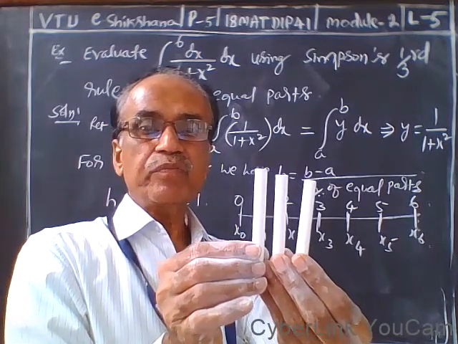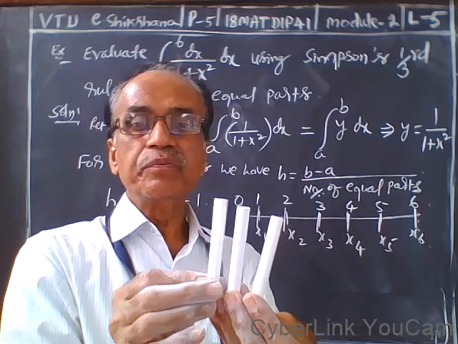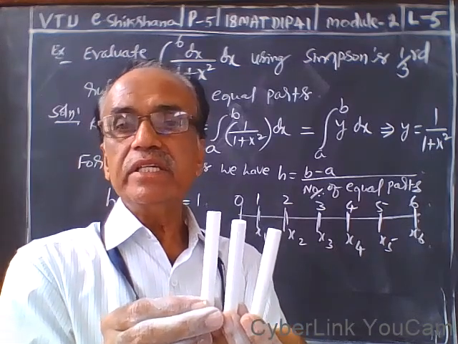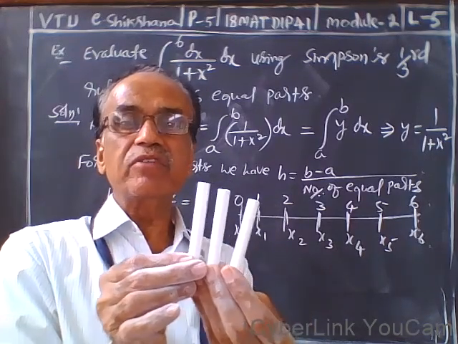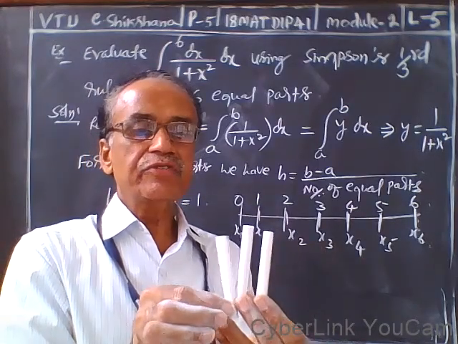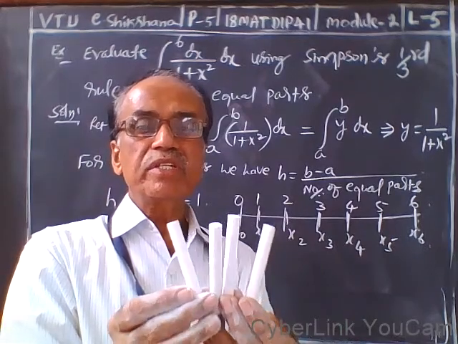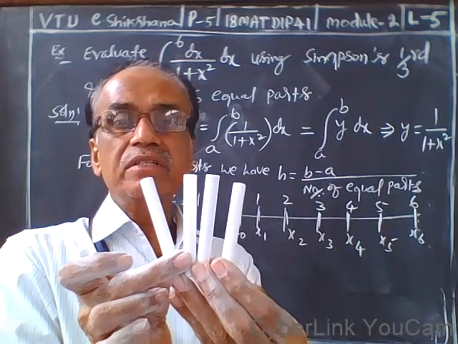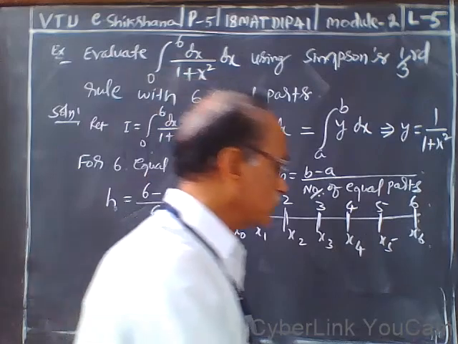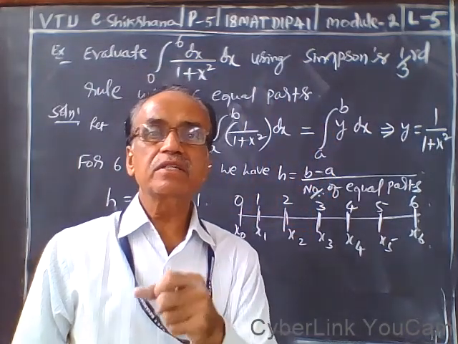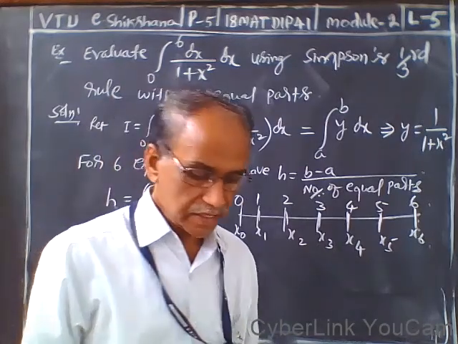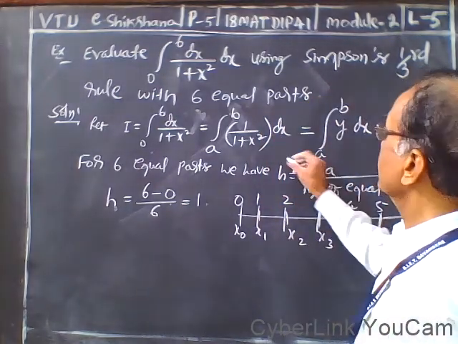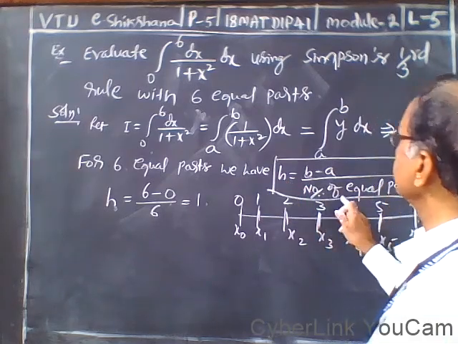There are 3 wickets, but inside, the spacing is only 2. Between first and second, 1 spacing; second and third, another spacing. But vertical lines are 3. But here, in the problem, you have to always take the number of equal parts in the denominator. If you take one more, there are 4 vertical lines, and in between them there will be 3 equal parts, 3 spacings. Therefore, the number of equal parts is always one less than the number of ordinates. When you have this concept, only the number of equal parts is to be taken for the calculation of h, not the ordinates in the denominator.